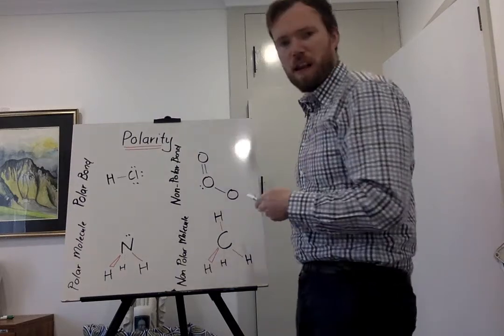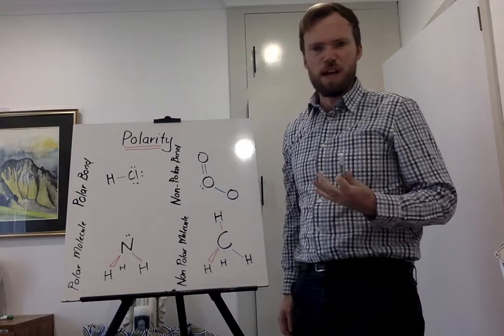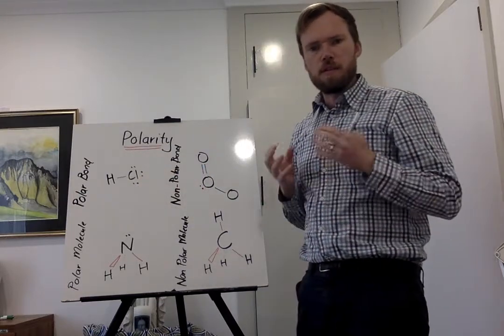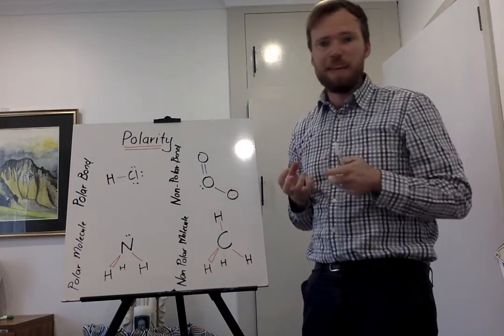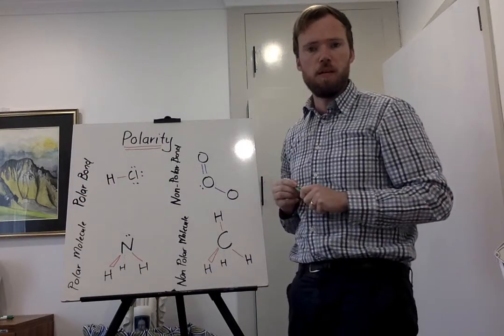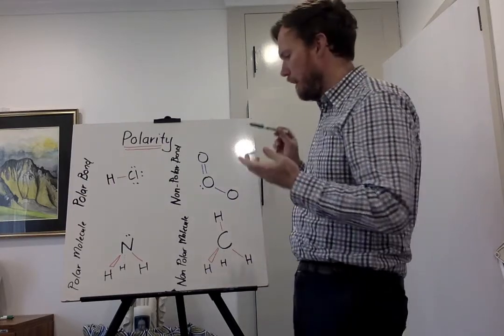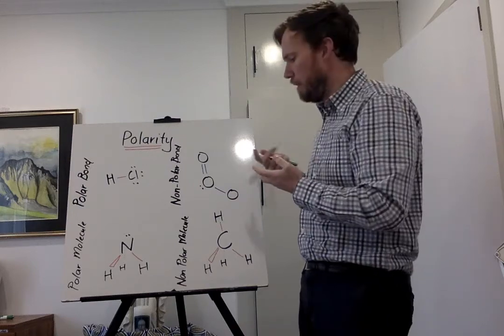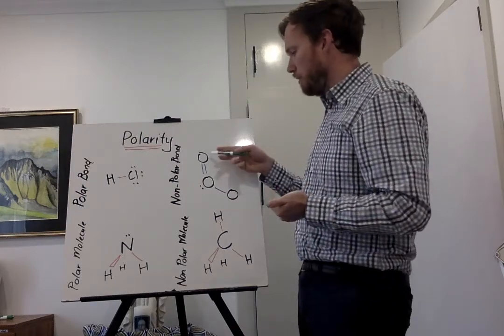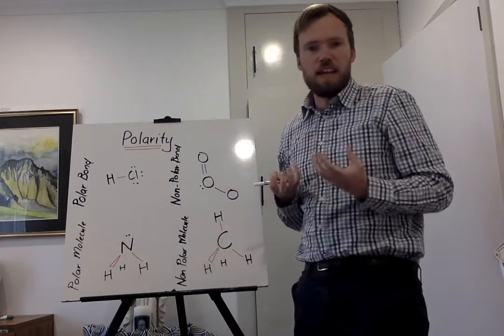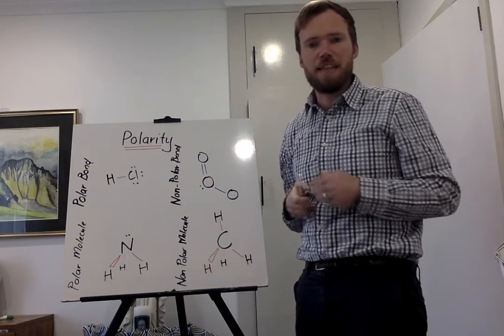So when we have a covalent bond, it's sharing electrons, right? If those electrons are shared equally, we have what's called a non-polar bond. The electrons are shared equally when they're pulled equally by the different atoms. In this case, we've got two oxygen atoms. They pull electrons the same because they're the same atom.